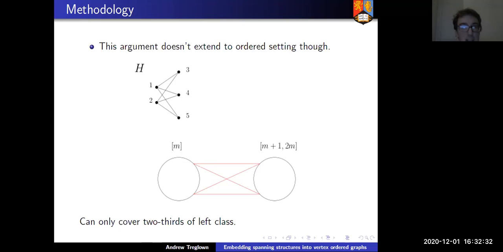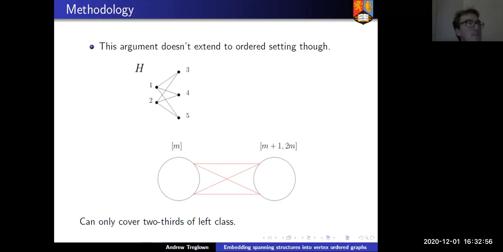Well, if that's what you're left with when applying the regularity lemma, you're in trouble, because every copy of H uses 2 vertices from the left class and 3 vertices from the right class. So you're not going to be able to cover in a balanced way. You're always going to be left with covering at most 2/3 of the left class. Okay, so that does really seem like a big problem.